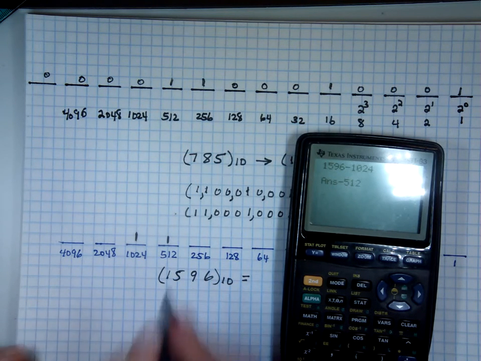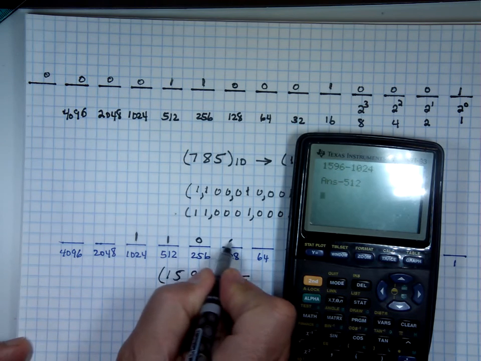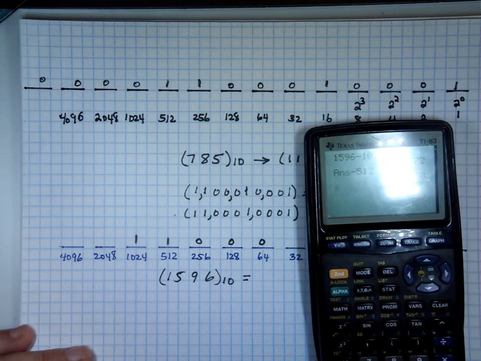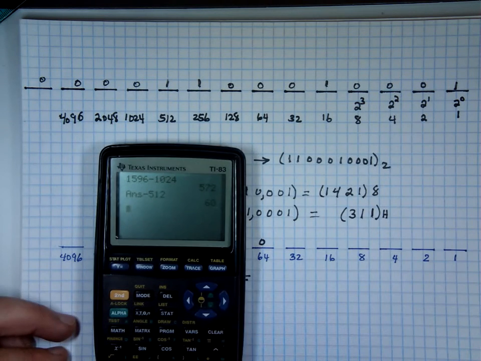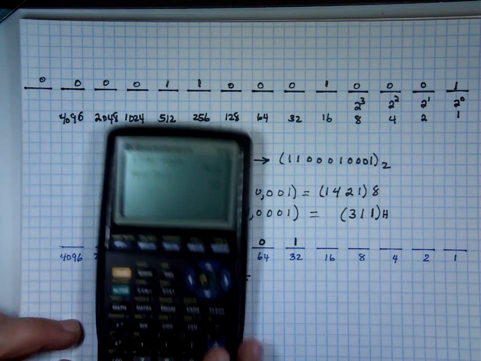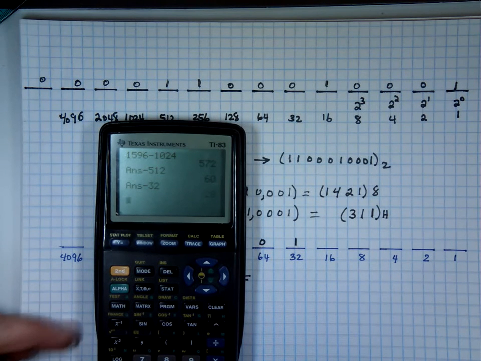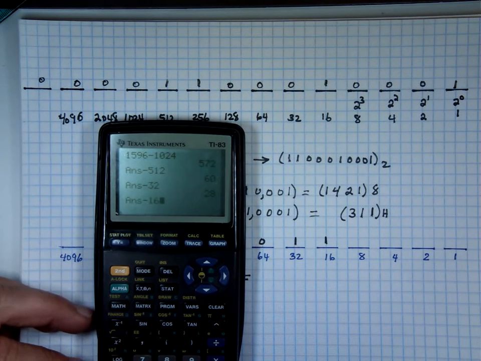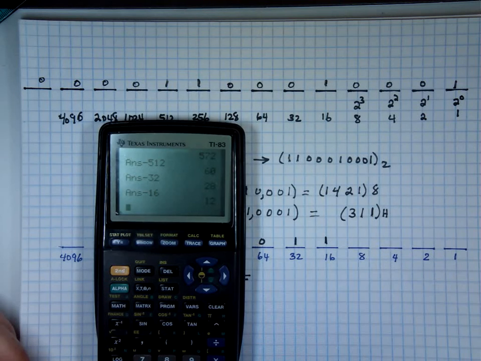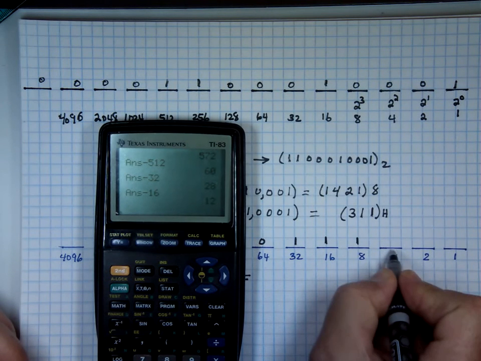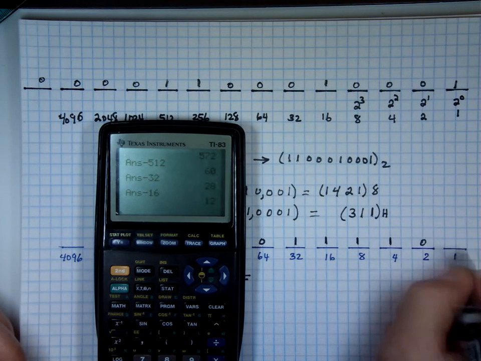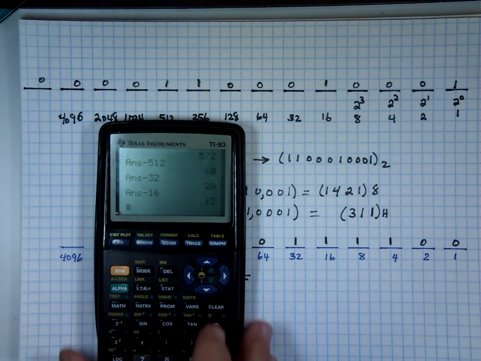60. So nothing here, nothing here. I can't use the 64, because 60 is less than 64. But I can do a 32. If you minus 32 from it, it's down to 28. 28 is bigger than 16. Minus the 16, 12. 12 is bigger than 8. Well, 8 and 4 is 12, isn't it? That's it. 12 is 8 and 4.